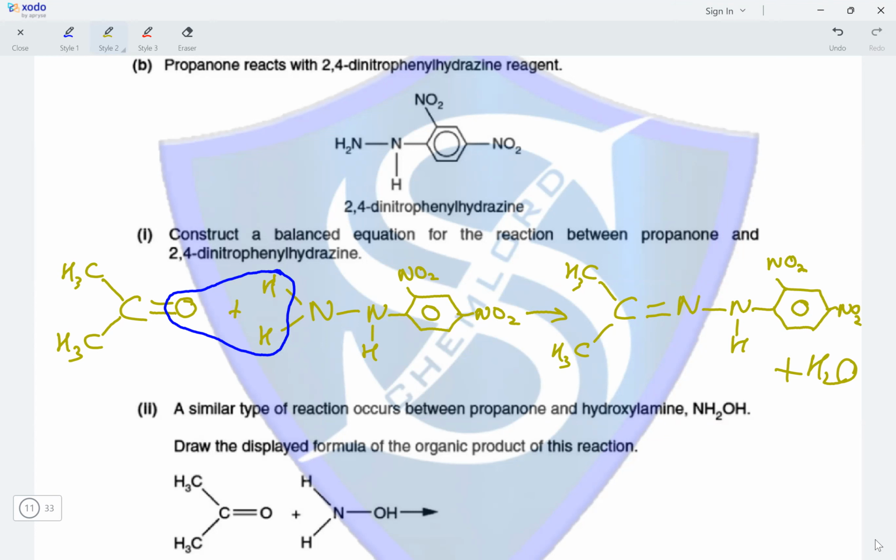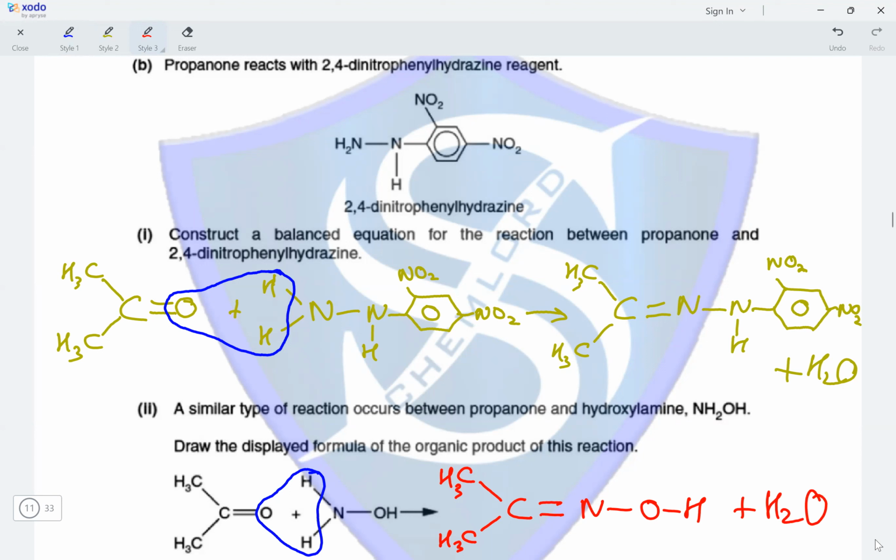A similar type of reaction occurs between propanone and hydroxylamine, which is NH2OH. Draw the displayed formula of the organic product of this reaction. So here, the water molecule removed would be the two hydrogen atoms of the NH2 group and the oxygen atom of the carbonyl group. So the product formed here would be a carbon atom attached to the two CH3 groups and a double bond with a nitrogen atom which is attached to an OH group. And we would also have a water molecule which was formed during the condensation reaction.